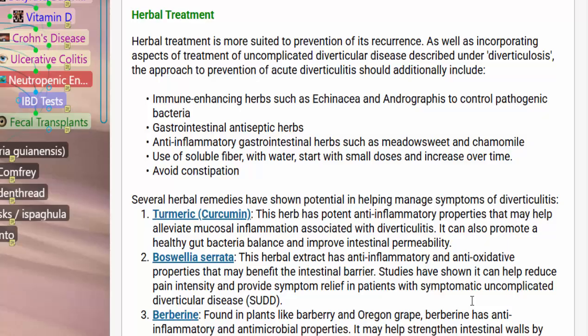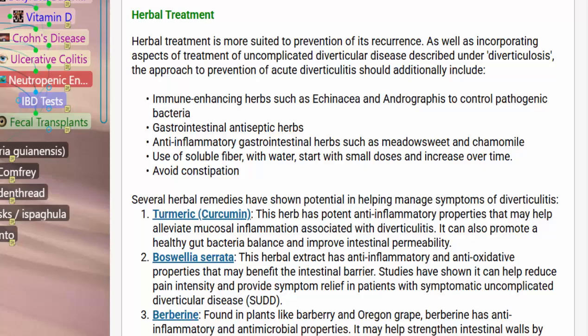By the way, before we go any further, I always recommend that as we go through these herbs, you look them up in the database and learn about them. Are there any contraindications? What is the dose? What are the cautions? Anyway, moving on, gastrointestinal antiseptic herbs, anti-inflammatory gastrointestinal herbs like meadowsweet and chamomile. Use of a soluble fiber with water.